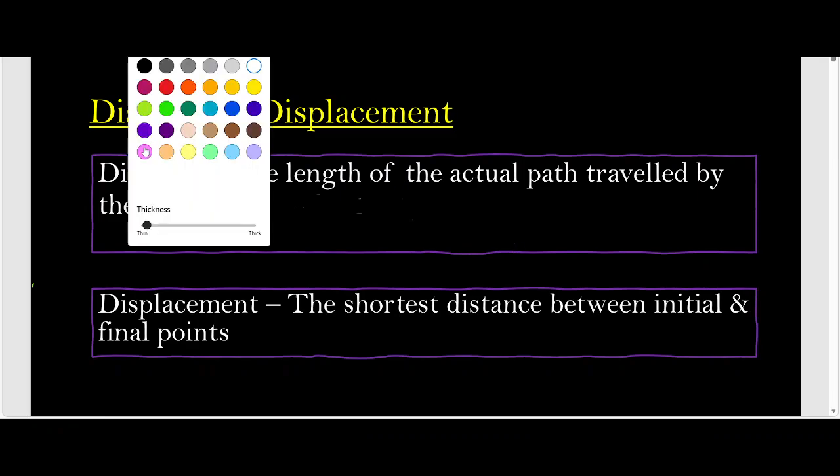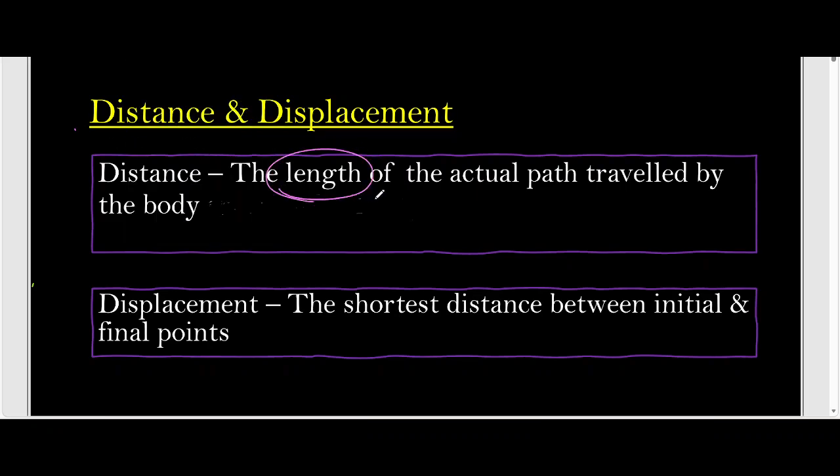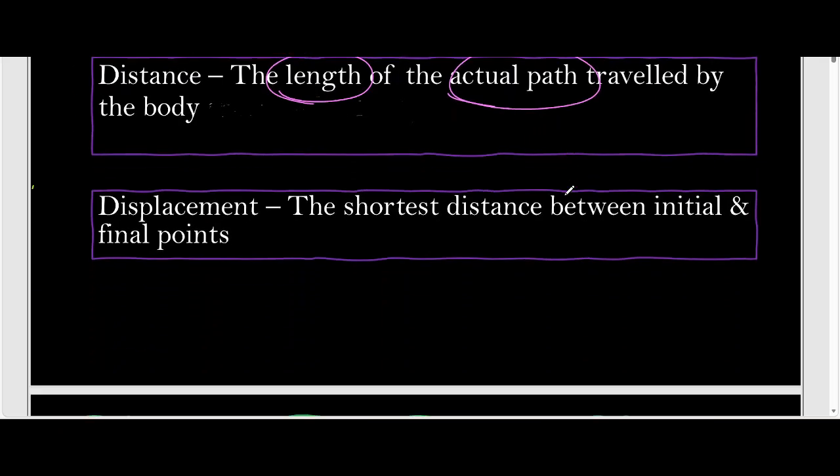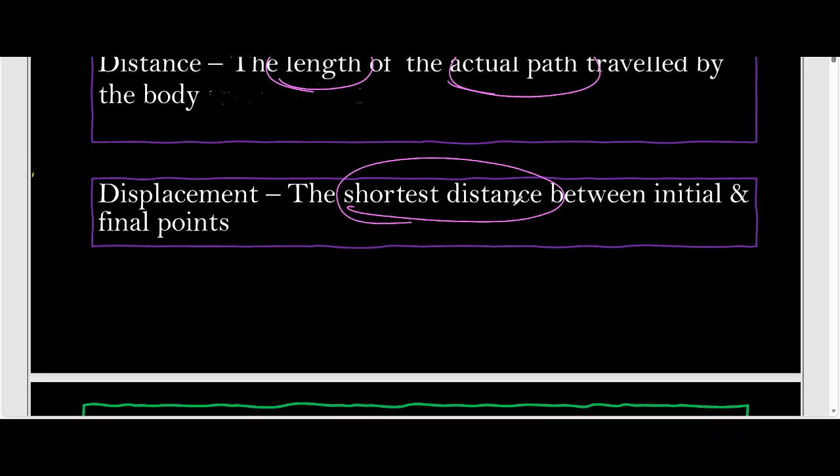So what is distance? Distance is the length of the actual path traveled by the body, whereas displacement is the shortest distance between initial and final points. Let us understand this with a simple example. Everybody knows about a right angle triangle, right? Where one angle is 90 degrees. Let us denote it as A, B, and C.